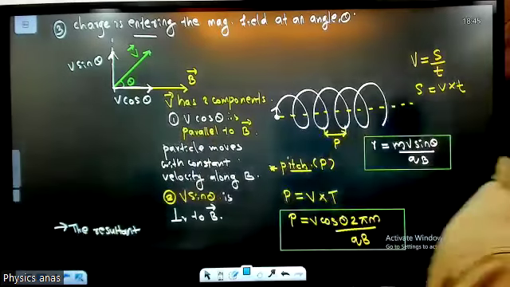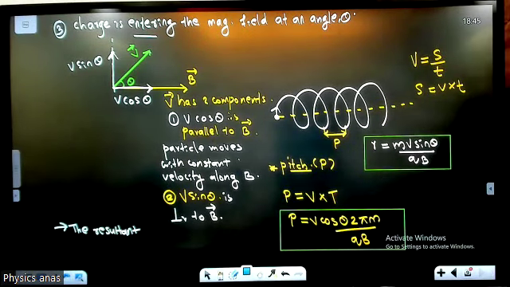You have to study this by heart? No. No. Just the idea only.